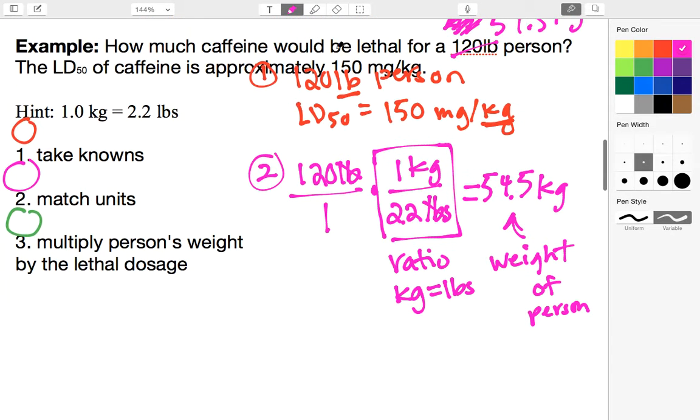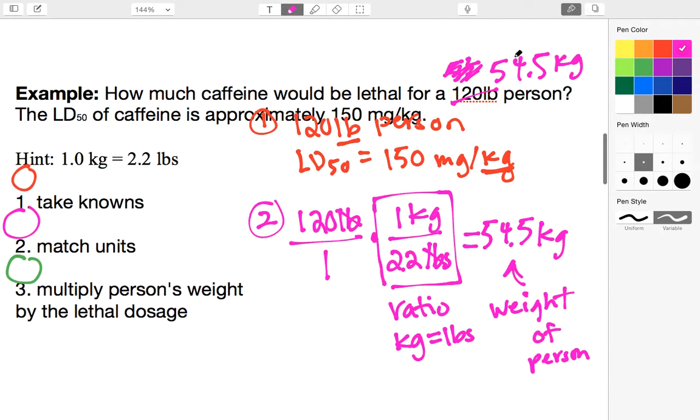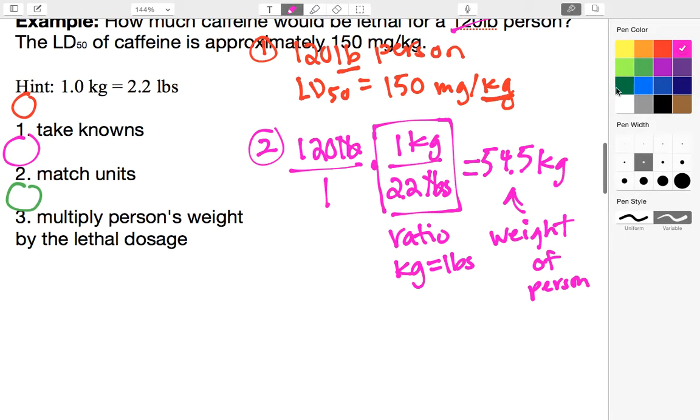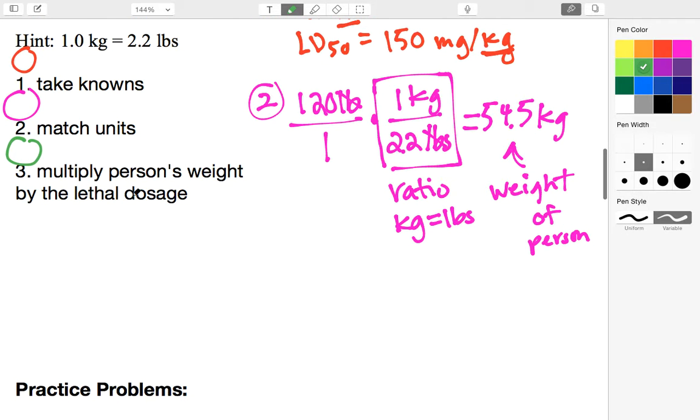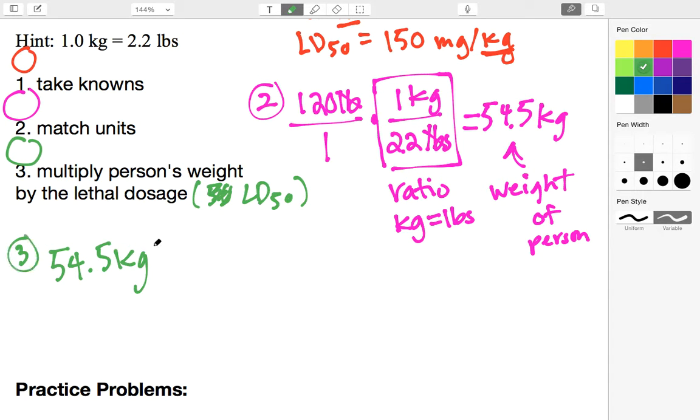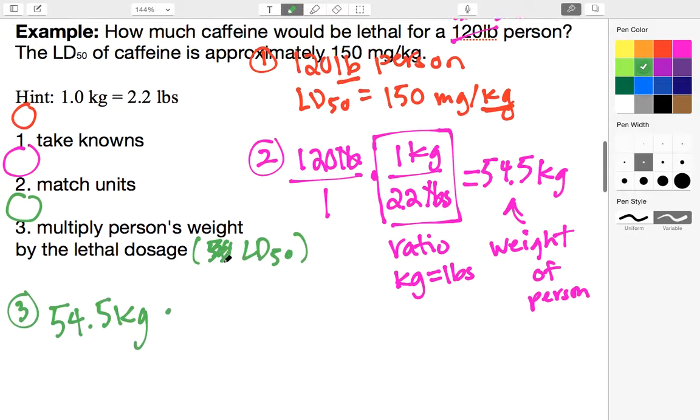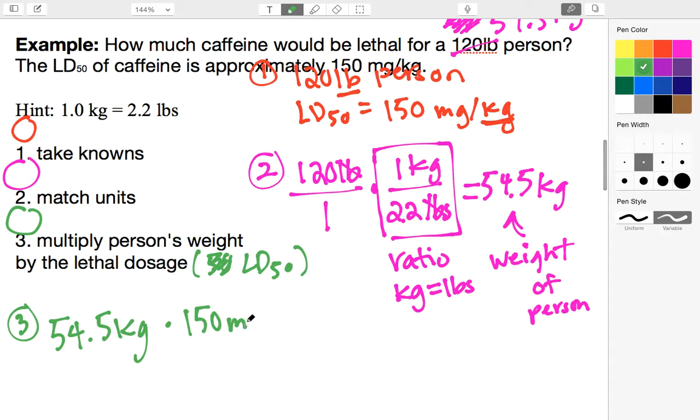Next, I need to find out how much caffeine I would actually need to consume for it to kill me if I weighed 120 pounds. This 150 milligrams only counts if you weigh 1 kilogram, but I weigh 54.5 times more than that. So the last thing to do is to multiply the person's weight by the LD50. Lethal dosage is the same as LD50. In this case, the person's weight is 54.5 kilograms. We're on step 3, and you're going to multiply it by the LD50, which is 150 milligrams per kilogram. This is the same thing as this part, I'm just writing it differently.